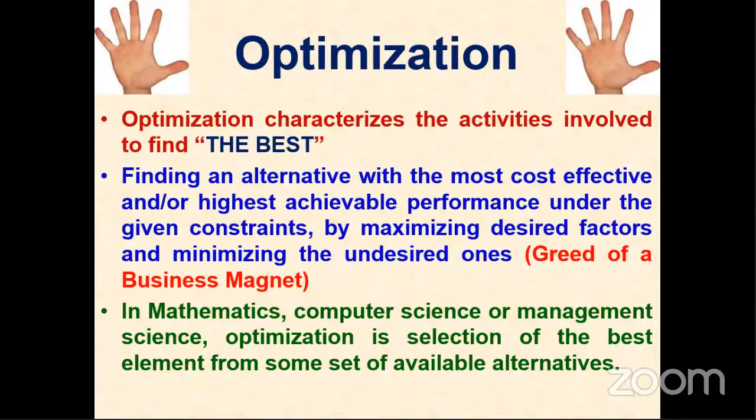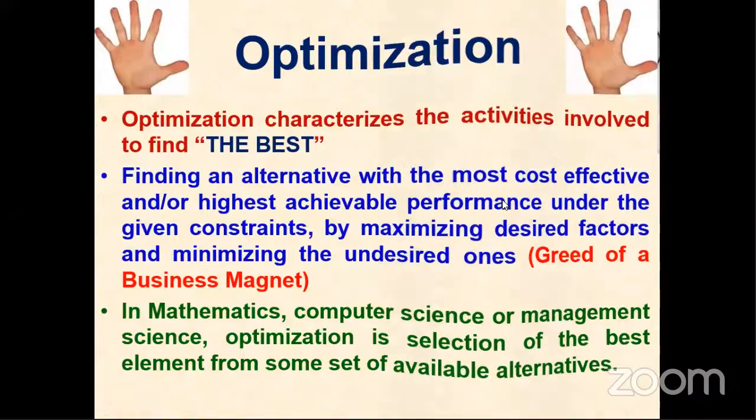15 days if I block, and like that, I have to run for at least 100 trials. Think of the time involved. Hence, for computer simulation also, this method best suits. So management science, everywhere, is the selection of the best element from some set of available alternatives.